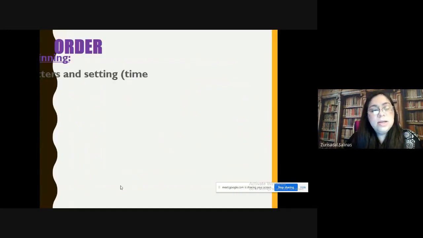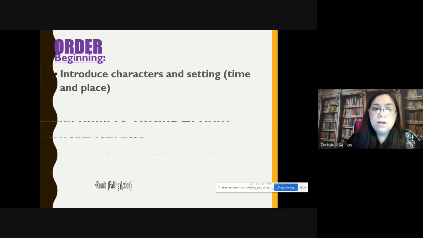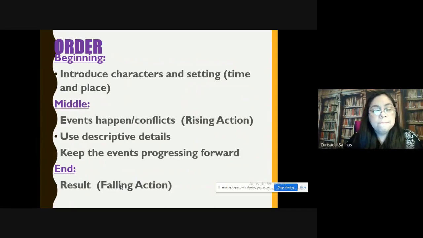One thing you can do is follow a chronological order. Introduce characters and settings, time and place. At the beginning, that's what you want to do: introduce the characters and the setting. Second, start with the events. Maybe some events happened. Use descriptive details to keep the events progressing forward.